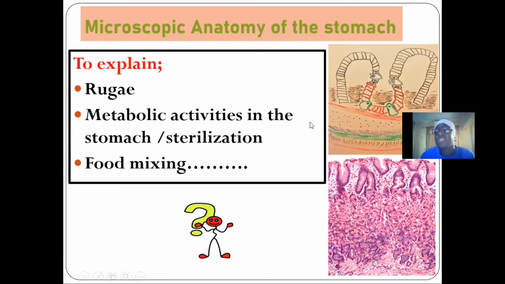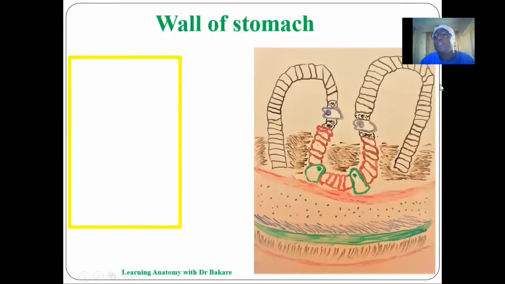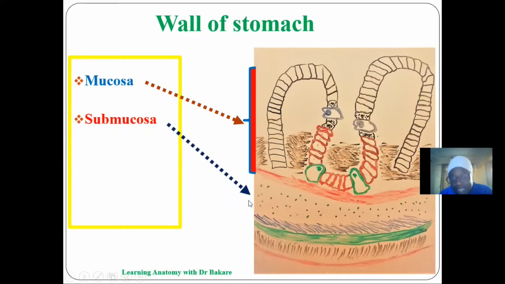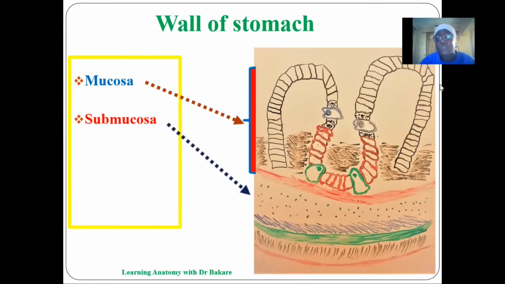So this lecture is going to use the microscopic expression of the stomach to explain all this presentation. The wall of the stomach is made up of 4 layers. We have the mucosal layer, which is the innermost layer. Then we have the submucosal layer, which is the layer seen below the mucosa, and this is the submucosa layer.